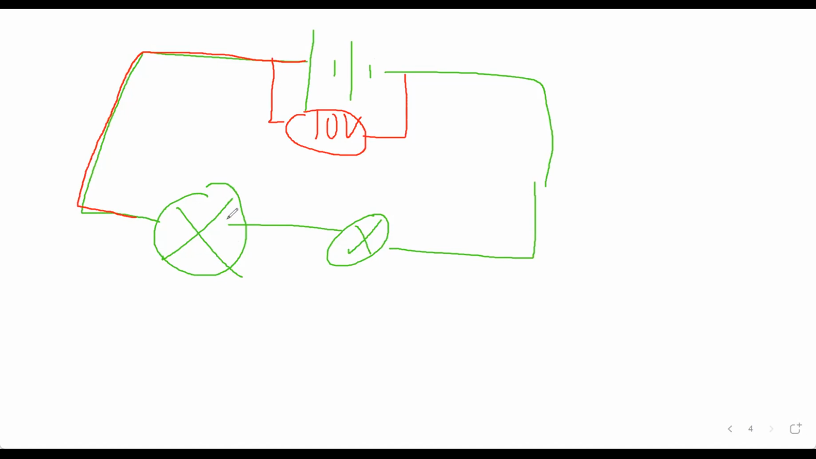Then what's going to happen is these lamps are actually going to consume the candies. Let's say this is a big house with 6 people and this is a small house with 4 people. At this point here, the potential is still going to be 10 volts. But after it consumes 6 of it, how much will be left here? It will be 4. And this one will consume the rest of the 4 and it will be 0.